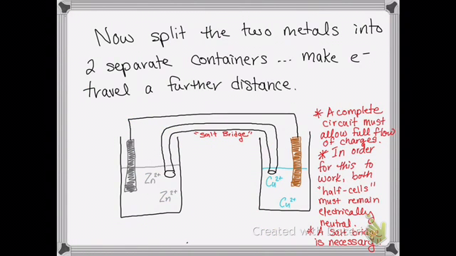So what we're going to do now is separate and split apart the two metals into two separate containers. The whole reason we're doing that is because it allows us to stretch out the wire over a further distance, and it allows us to do more with the electricity in between. If you have more space, we're allowed to do more things in the middle here. So when you split the two metals into two separate containers and make those electrons travel a further distance, you're able to do more work with that electricity. And so it's definitely advantageous to have them separated.